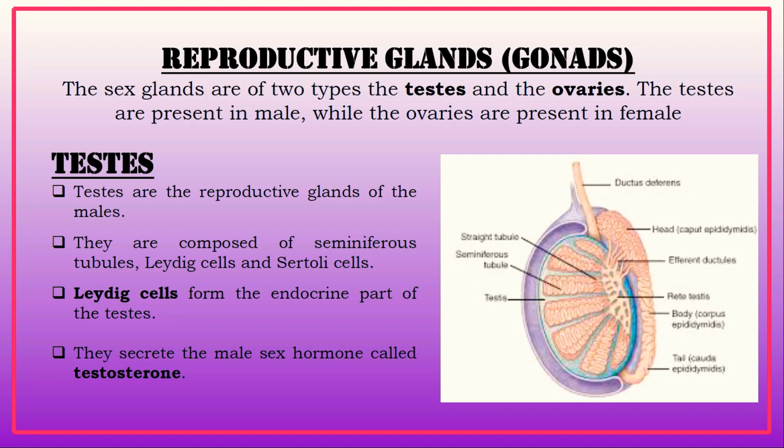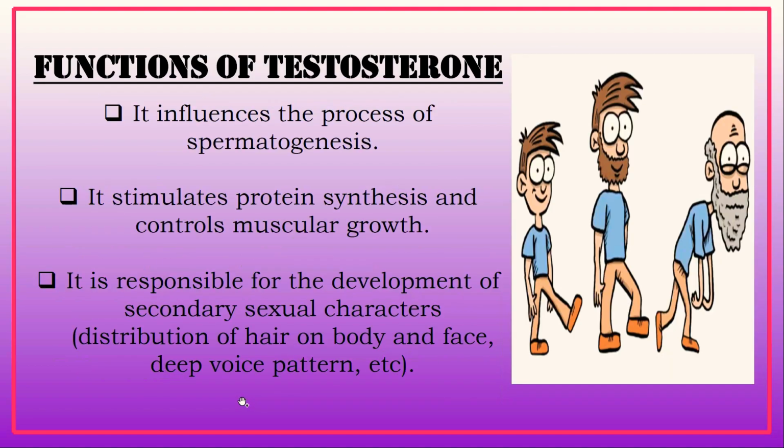The sex glands are of two types, testes and ovaries. Testes are present in the male and ovaries in the female. Testes are the reproductive glands in the male, and they are composed of seminiferous tubules, Leydig cells and Sertoli cells. These are the three types of cells engaged in hormone secretion. Leydig cells form the endocrine part of the testes, and they secrete the male sex hormone called testosterone.